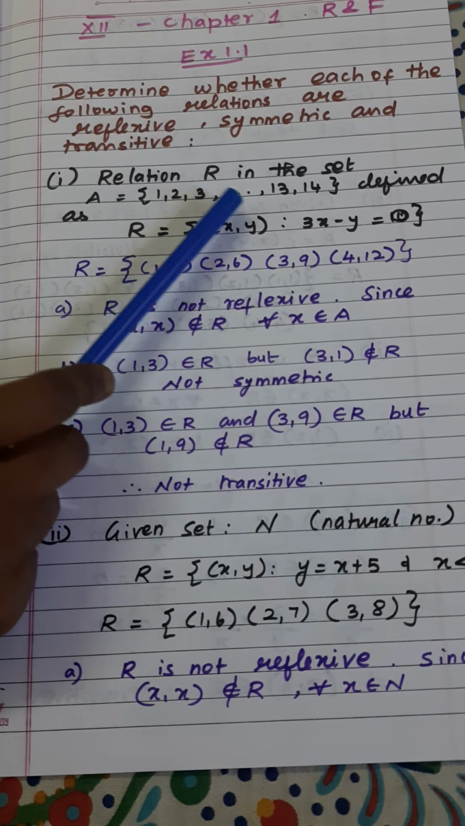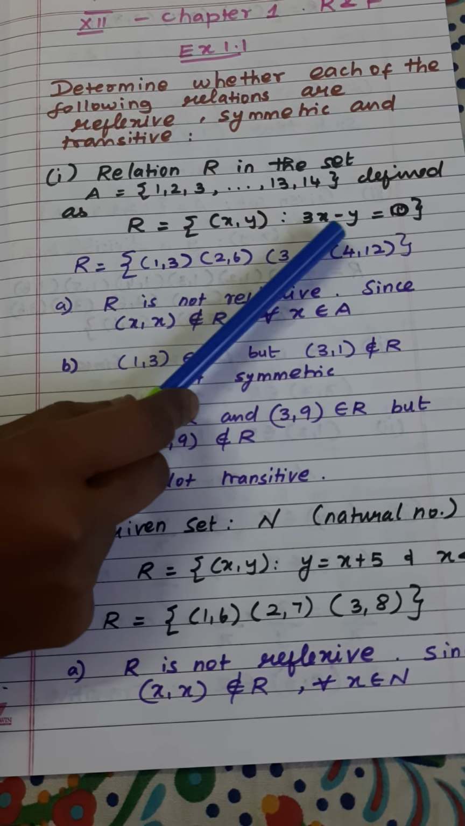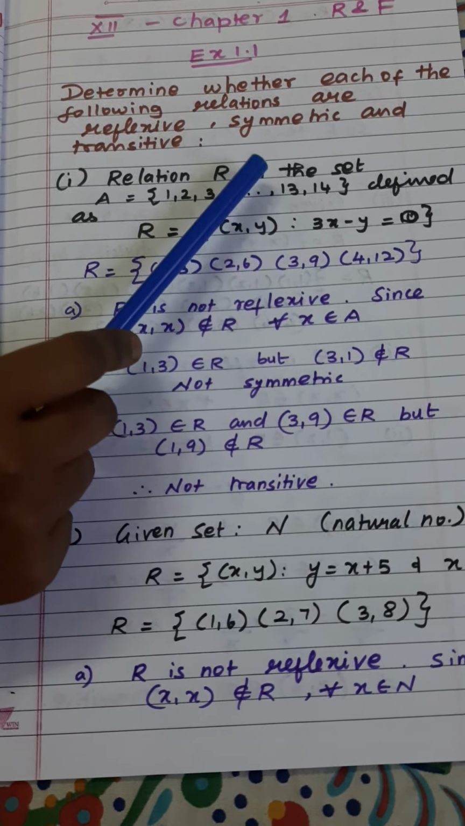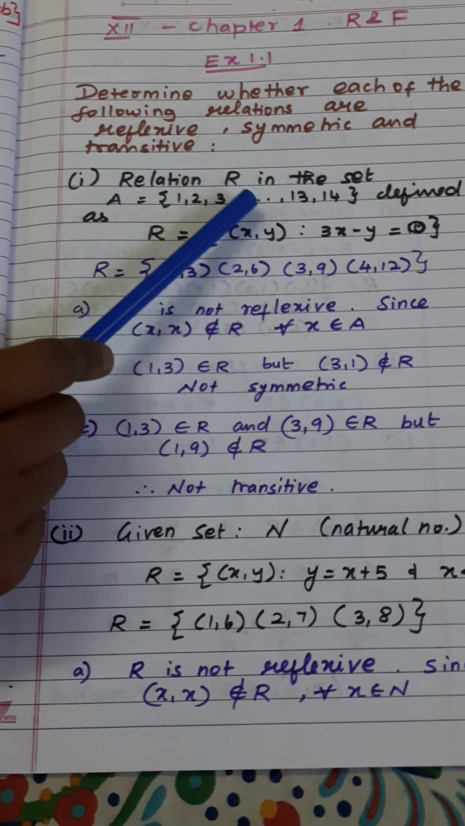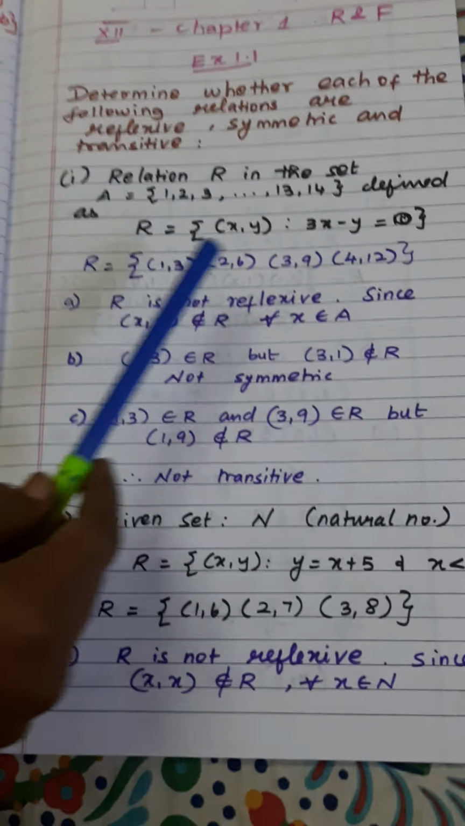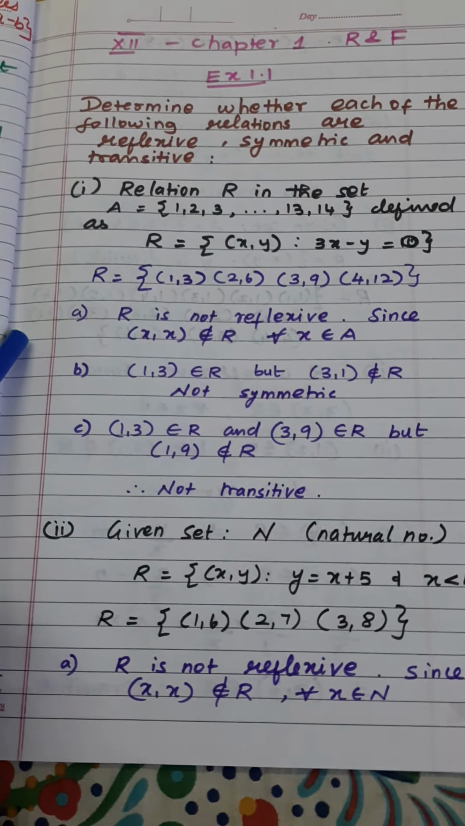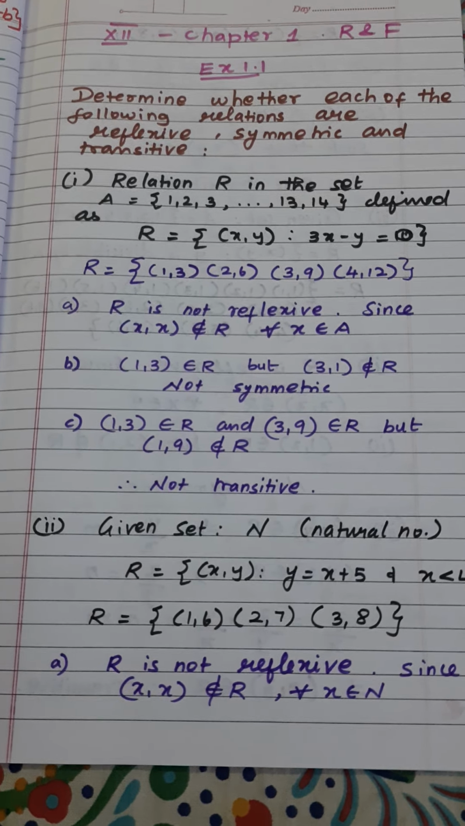When you substitute x = 5, 15 - 15 will be equal to 0, but 15 is not there in the given set. So we cannot take (5, 15). Now we will check whether it is symmetric, reflexive and transitive.